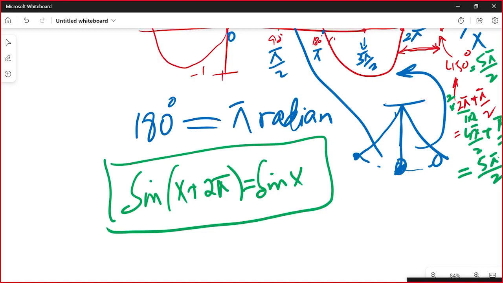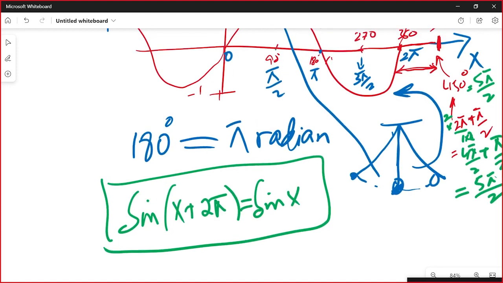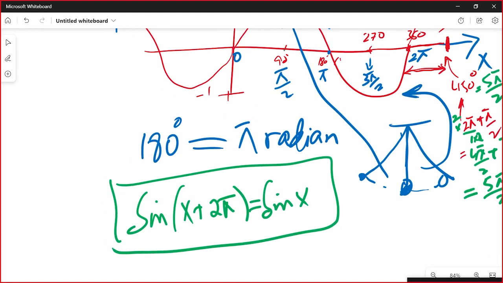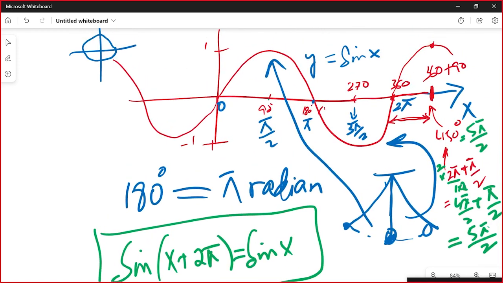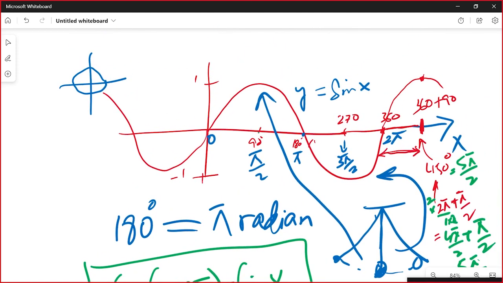Then there is something we also call the cycle. Cycle means where the values start repeating. Can you tell me what the cycle of sine x is? After what value of x do the values start repeating? After 360, very nice, or 2 pi radians. It's the same thing. And what is the maximum value of sine x? 1. And what is the minimum value of sine x? -1. Very nice.